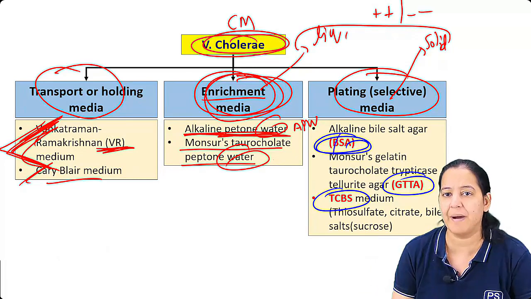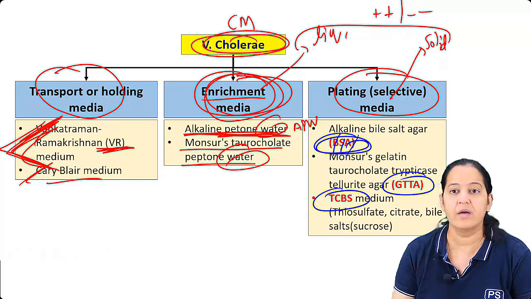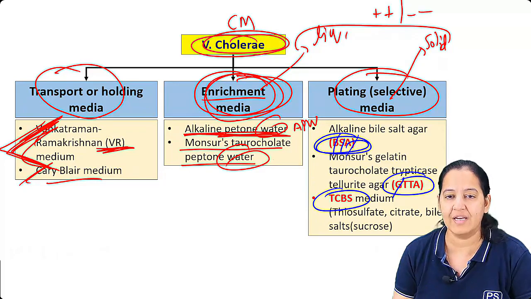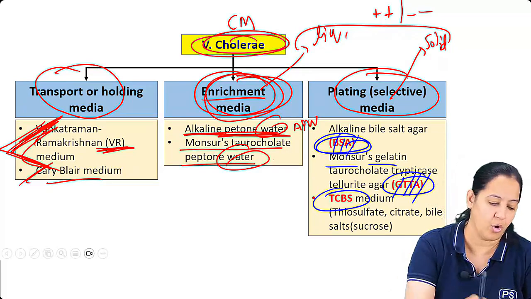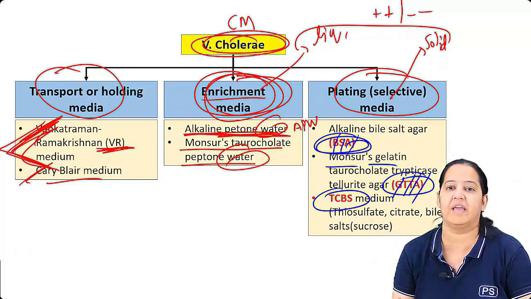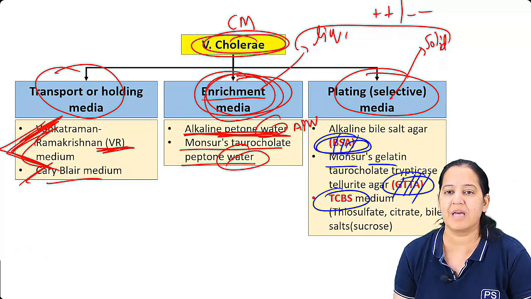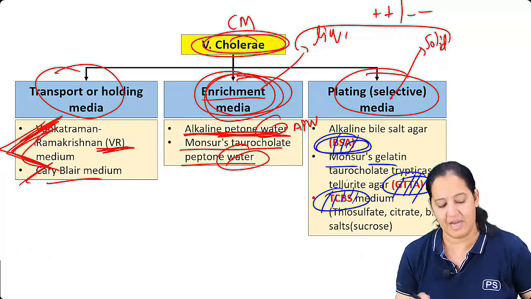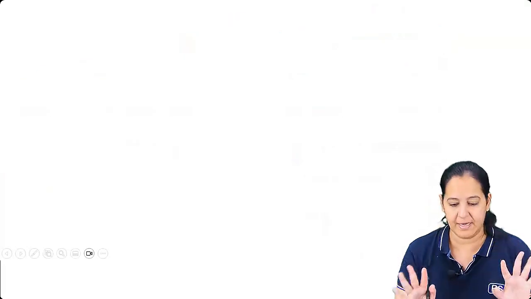What is BSA? Bile salt agar. What is Gatta? Gelatin. It's Mansoor gelatin. Taurocholate trypticase telluride agar. Triple TA. TCBS is thiosulfate citrate bile salt agar. Let me write. Don't worry, let me write. है ना? Easy करते हैं.